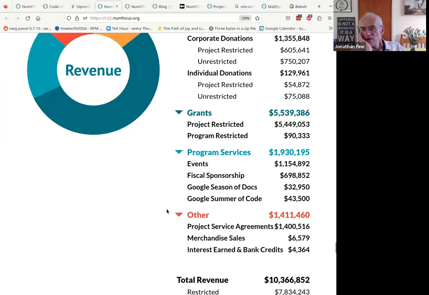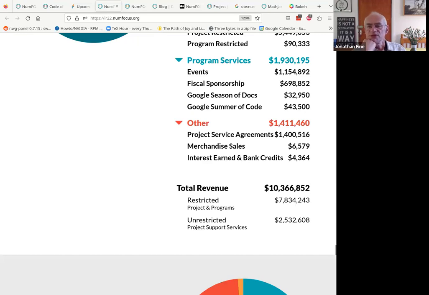And then we've got project service agreements. I'm not sure what this is. Merchandise sales, interest. So we've got 10 million of revenue last year. Speaking as if it's my own money, it's not, although I have contributed to NumFOCUS before. 8 million approximately restricted and 2 million unrestricted.